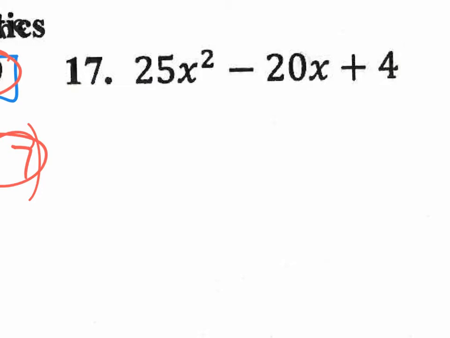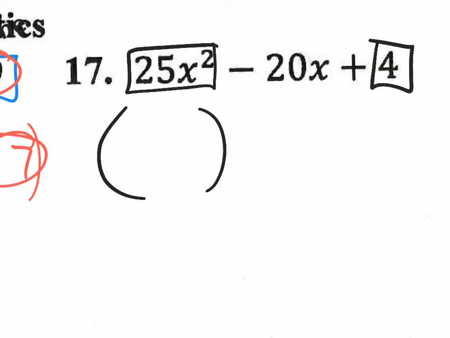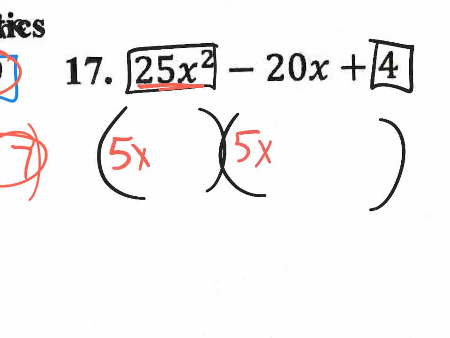So on number 17, once again, whenever you recognize that you have a perfect square term as your first term and a perfect square term as your last term, you might as well try to square root them and plug them into your answer format. So the square root of 25x squared is 5x. The square root of 4 is 2. Now, this is the only interesting part where you need to decide what symbols belong here.